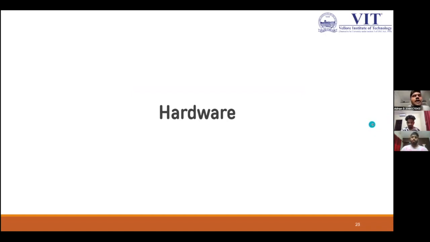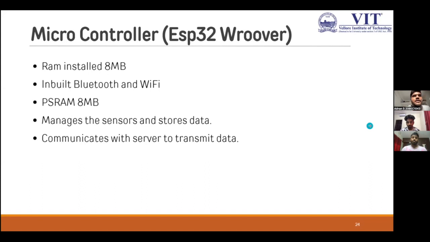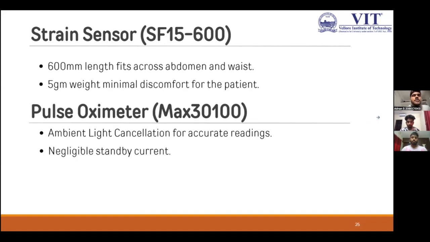Now coming to the hardware part of the project, we are using an ESP32 microcontroller, which has built-in Wi-Fi and Bluetooth and an internal memory of 8 MB. It helps us manage and store the sensor data, and it helps us communicate with the server to transmit the data. The sensors which we are using in our project are a strain sensor, a pulse oximeter, and an airflow sensor.